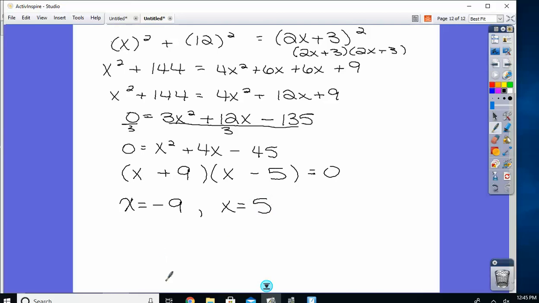Why can't it be the negative? Because you can't be negative. Right, we're measuring the height, which wouldn't be a negative. So then, word problem, write a sentence. The dock is 5 feet high.